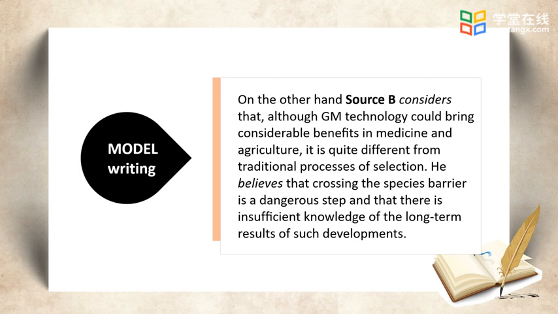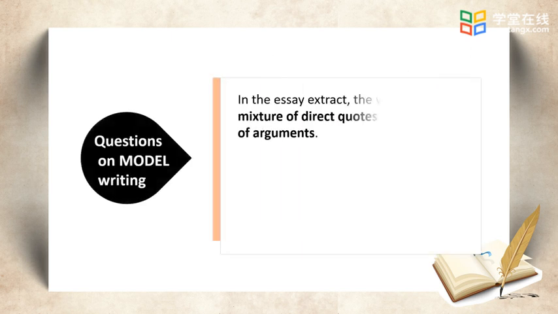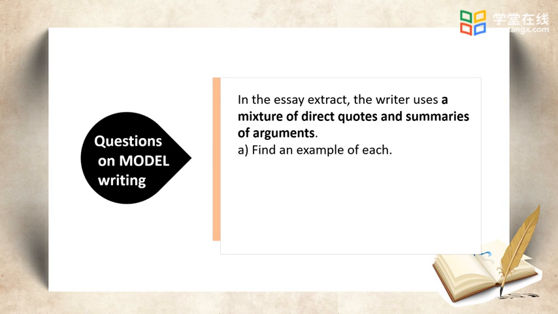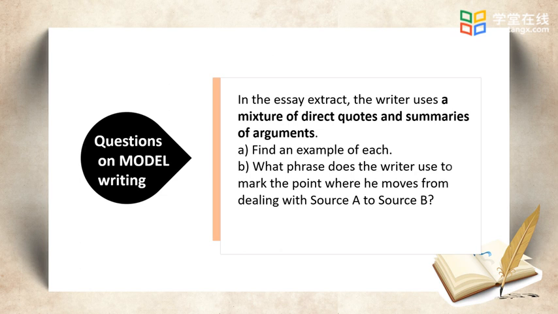He believes that crossing the species barrier is a dangerous step, in that there is insufficient knowledge of the long-term results of such developments. In the essay extract, the writer uses a mixture of direct quotes and summaries of arguments. A. Find an example of each. B. What phrases does the writer use to mark the point where he moves from dealing with source A to source B? C. List all the phrases used to introduce summaries.